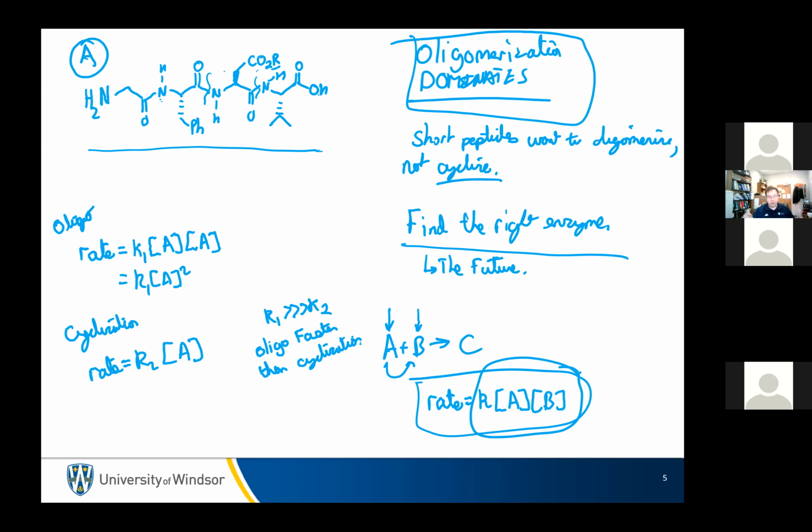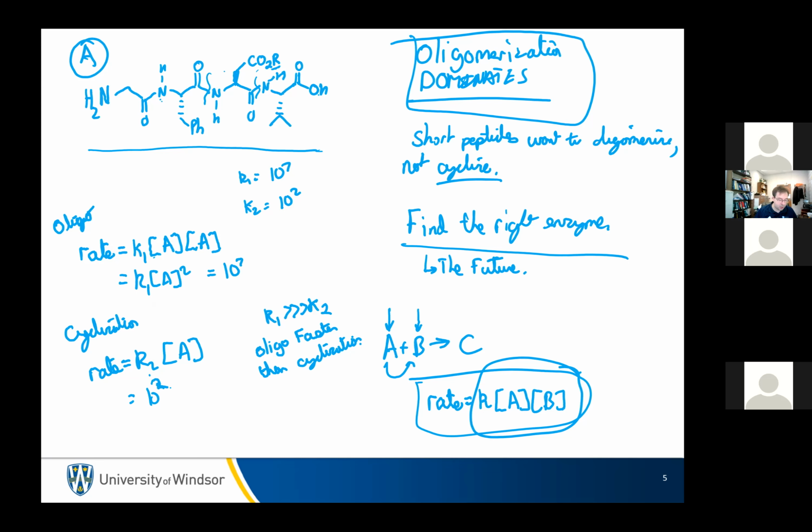So if A equals 1, for example, let's say K1 equals 10 to the 7, K2 equals 10 to the 2. If it's 1 molar, 1 times 1 is 1. K1 is 10 to the 7, so this would be equal to 10 to the 7, whereas this would be 10 to the 2 times 1, which is 10 to the 2. 10 to the 7 is a lot bigger than 10 to the 2. So you get oligomerization at a concentration of 1 molar.